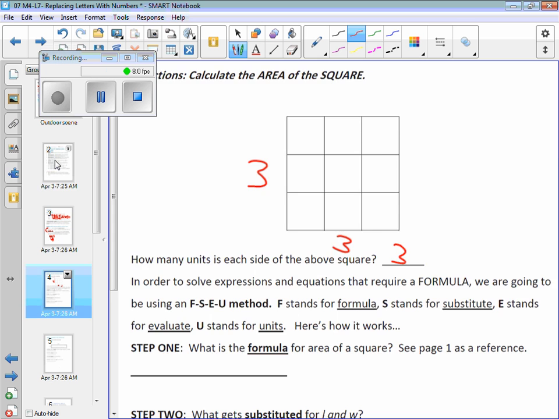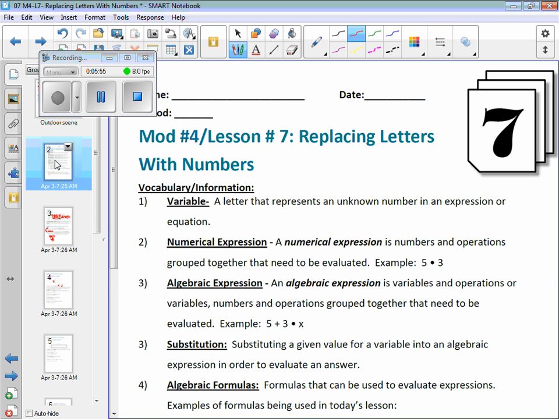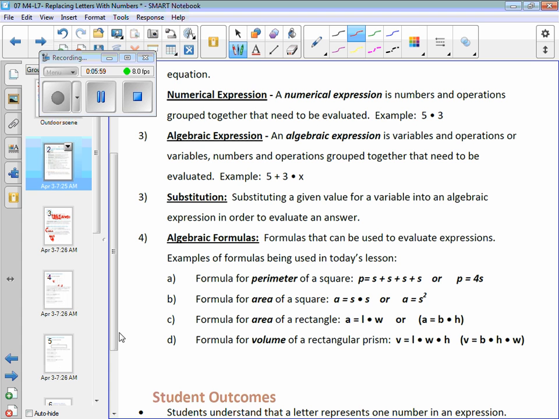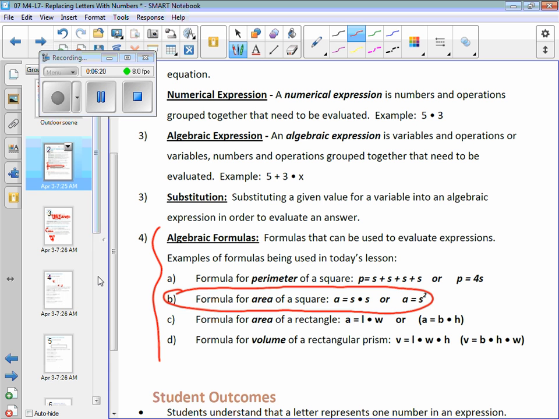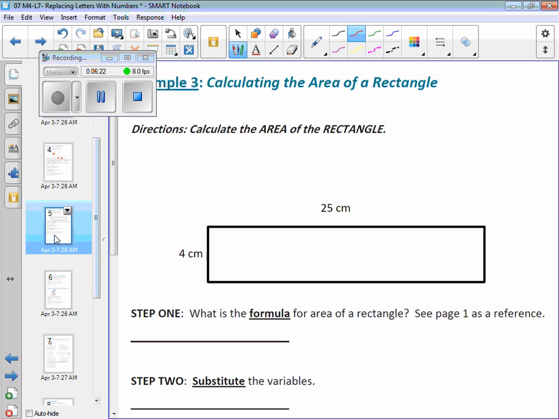Everything is contained on the first page. All the formulas that you need for this lesson are found here in number 4. So we're trying to find the formula for the area of a square, and that's this. There's 2 ways you can do it. Side times side, or side squared. You can also do it as length times width, and as a matter of fact, I think that's the way they have it written here. It's a little bit of a mistake, I guess, but not a big one.